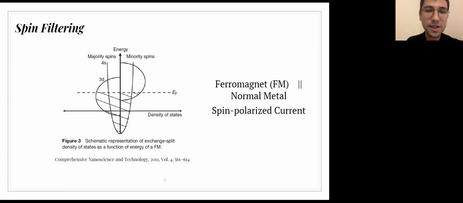In ferromagnets, we see non-symmetric density of states versus energy graphs. Actually, this will cause imbalance and exchange split. Here, when a ferromagnet is brought together with a normal metal, we see the band mismatches, which then lead to spin polarized currents.